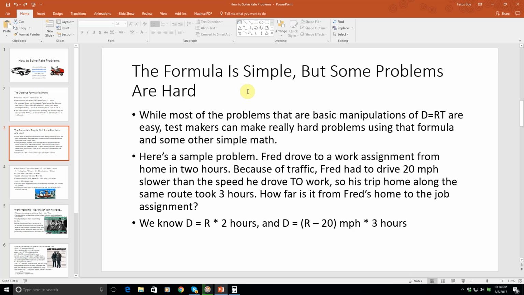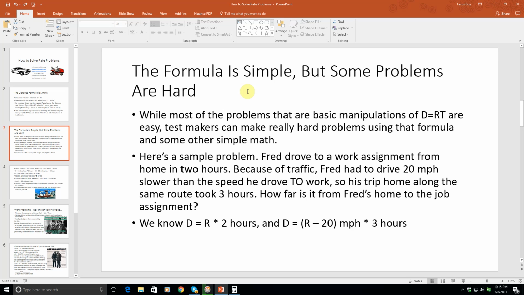Here's a sample problem. Fred drove to a work assignment from home in 2 hours. Because of traffic, Fred had to drive 20 miles per hour slower than the speed he drove to work, so his trip home along the same route took 3 hours. How far is it from Fred's home to the job assignment?